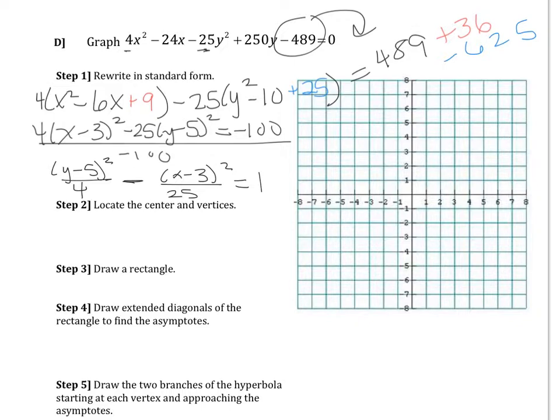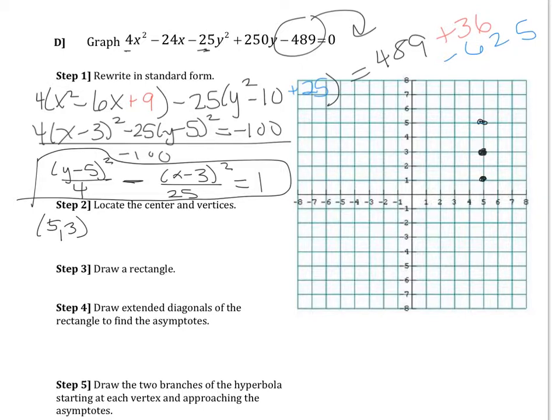So from this new equation that we have, our center is (5, 3). So we're going to go over 5, up 3. And our vertices are going to be along the vertical axis because y is what's positive, and they're going to be a distance of 2, up and down 2 from the center. Here and here.